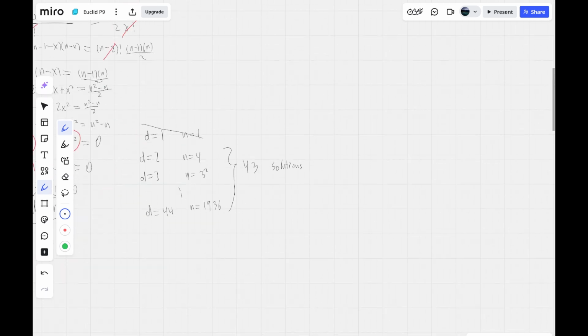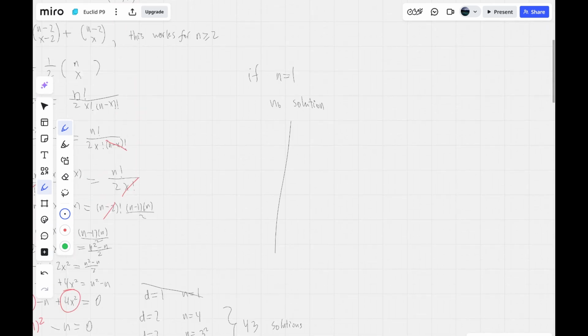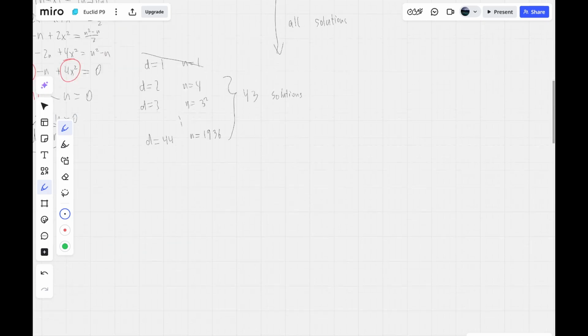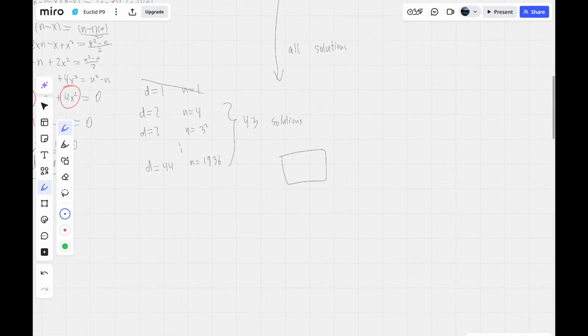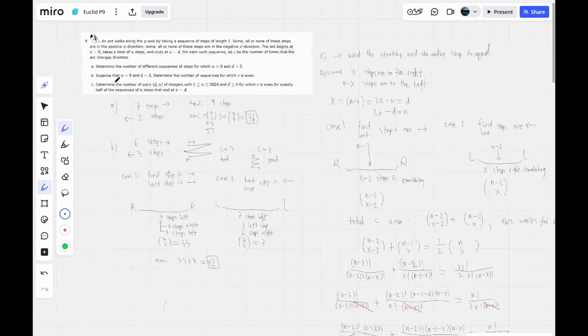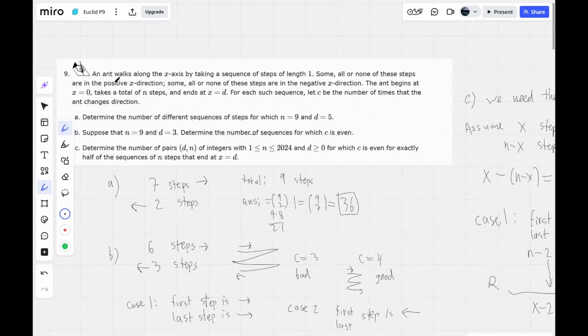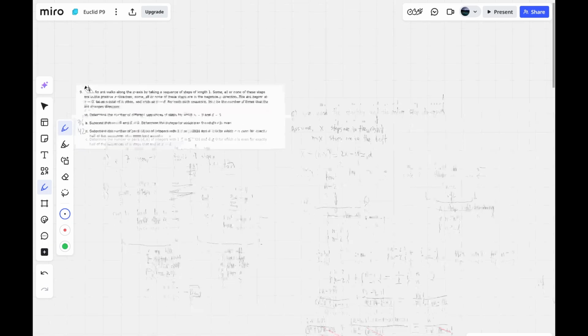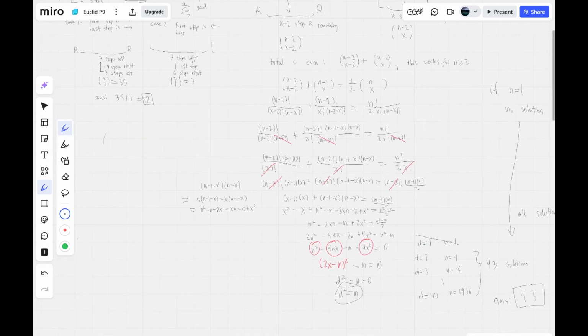So in total, these are all the solutions. That means in total there are 43 solutions. So the answer is 43. So in summary, the answer to part A is 36, the answer to part B is 42, and the answer to part C is 43.